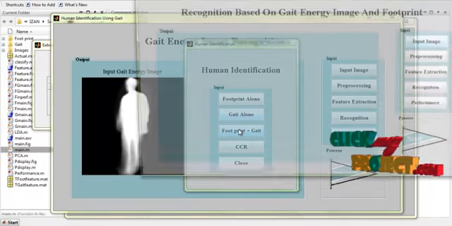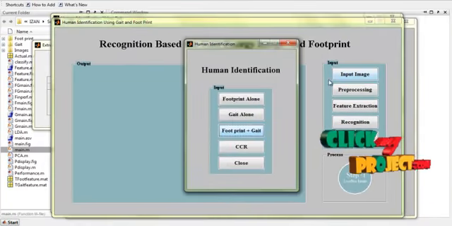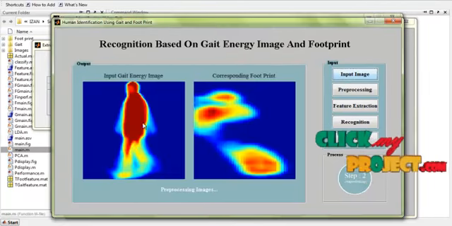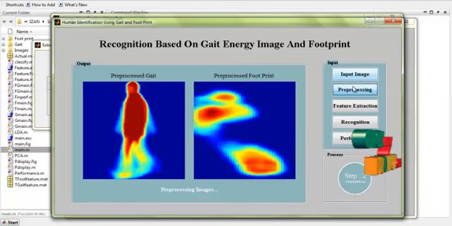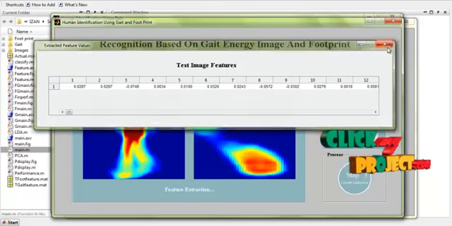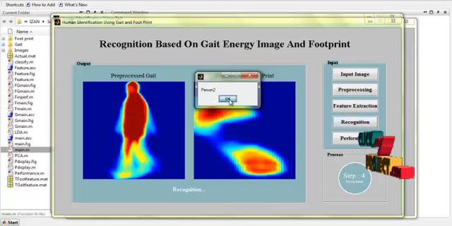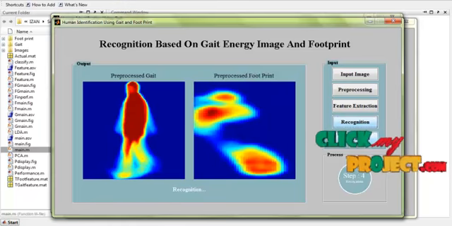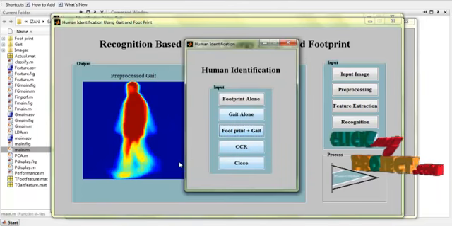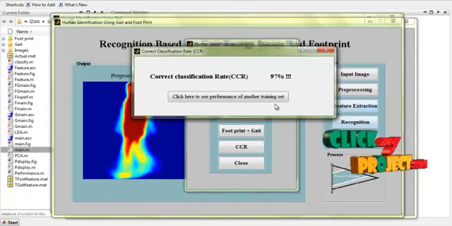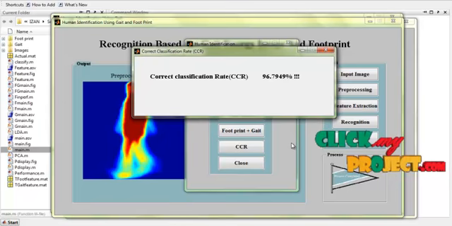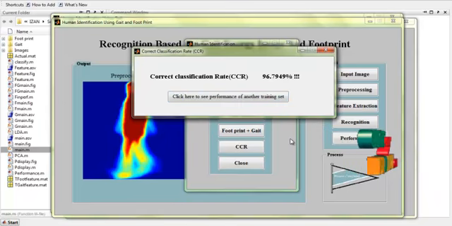Then we measure the performance for both footprint and gait. We select any one of the gaits, and the corresponding footprint is retrieved directly. Then we apply the pre-processing process. Then the features are extracted for the footprint and the gait. Then we apply the recognition process. This person is recognized as the second person. Finally we measure the performance, and the recognition is 97%. If we want to change the number of training samples, we can change it and see the correct classification rate for those numbers of training samples.